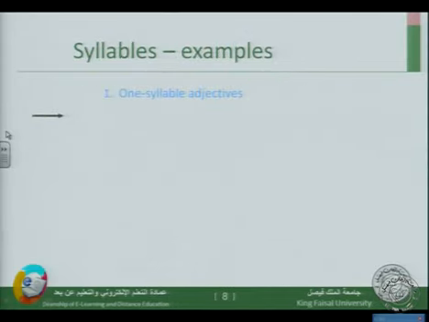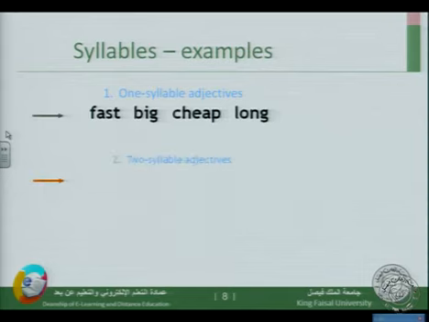Now, some words can be one syllable adjectives like fast, long, big, cheap. So all of these have one syllable. And some other words have two syllables like happy, crazy, and dirty. They have two syllables. There is always a pause between each syllable. هناك وقت قصير ما بين كل مقطع وآخر.